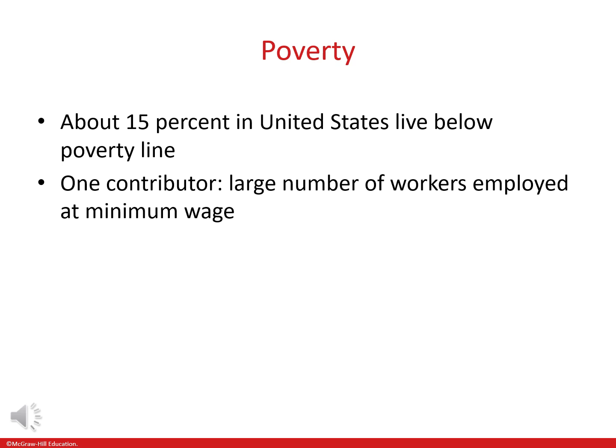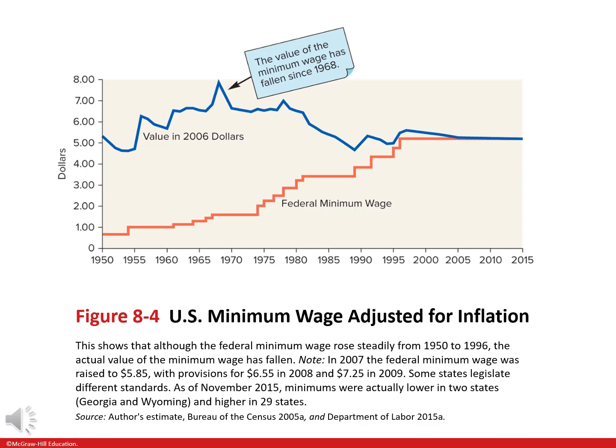Poverty. There's about 15% of people in the U.S. that live below the poverty line, and they are sometimes called the underclass or the indigent. So one contributor is the large number of workers employed at minimum wage. So it would help in some ways if minimum wage were to increase. Everything else has increased since the 70s, but wage has not increased that much. So in figure 8-4, it shows that the value of the minimum wage has decreased since 1968.